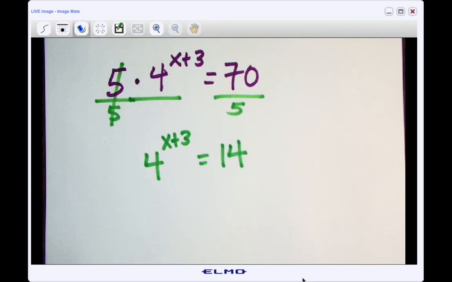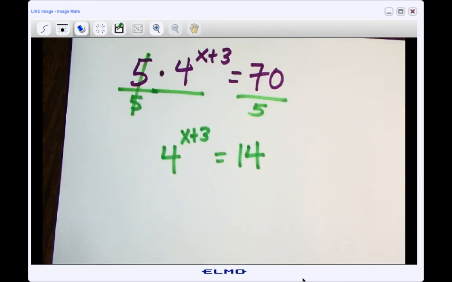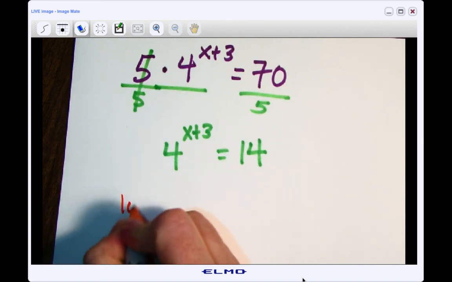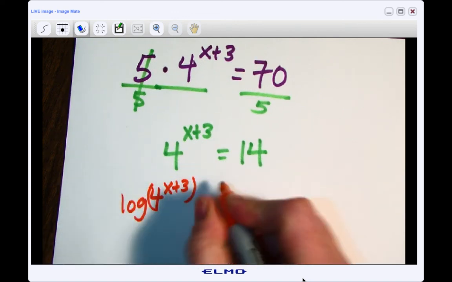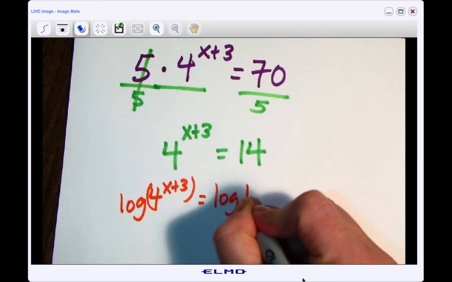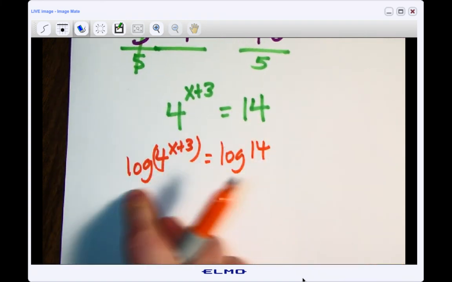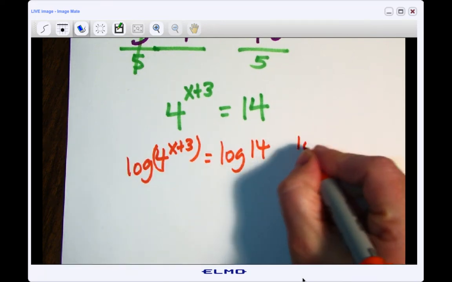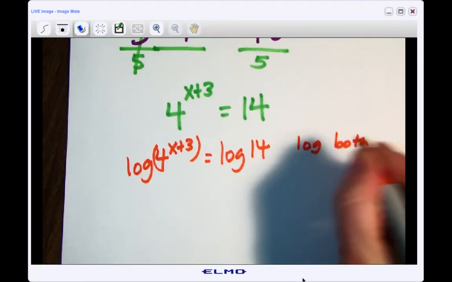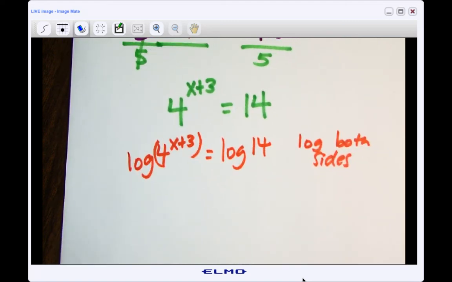So now what we have to do here is use our fancy log trick. So we're going to say that if this is true, if I stick a log in front of each of these, it's still equal. It's not the same equation anymore, but it's still equal. Okay? If these two things are equal, then this is also going to be equal. So I call this, log both sides. You'll hear that sometimes, log both sides. So I logged both sides.